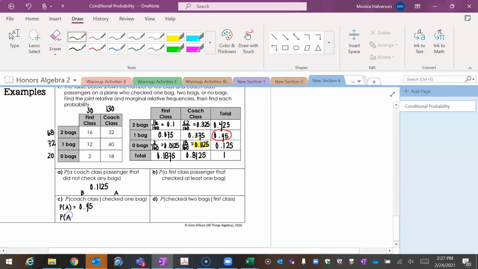Then we have to find the probability of A and B. So what's the probability that they checked in one bag and they're coach? Well, that would be this value, 0.375. So to find the probability of B given A, it's 0.375 divided by 0.45, which ends up being 0.83. And typically, when you're dealing with frequencies, you're going to convert it into percent form. I would like you to do B and D on your own now.